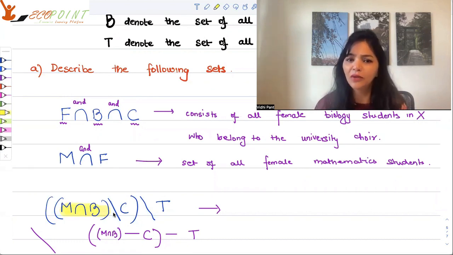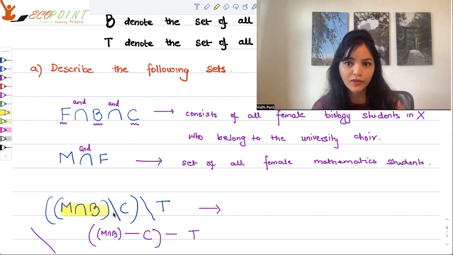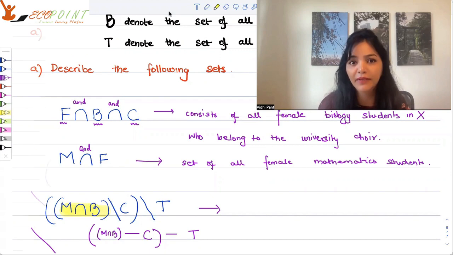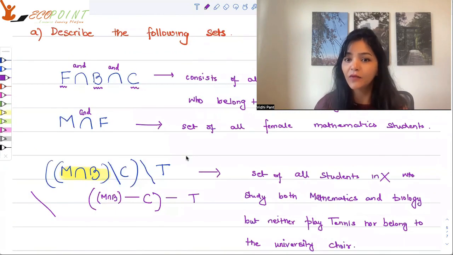So in total, what does it mean? It means that we are talking about all the students who have both subjects, mathematics as well as biology, but neither are they in the choir group, nor are they playing tennis. That is what it would ultimately mean. So it will be the set of all students in X who study both mathematics and biology, but are neither playing tennis nor belong to the university choir.